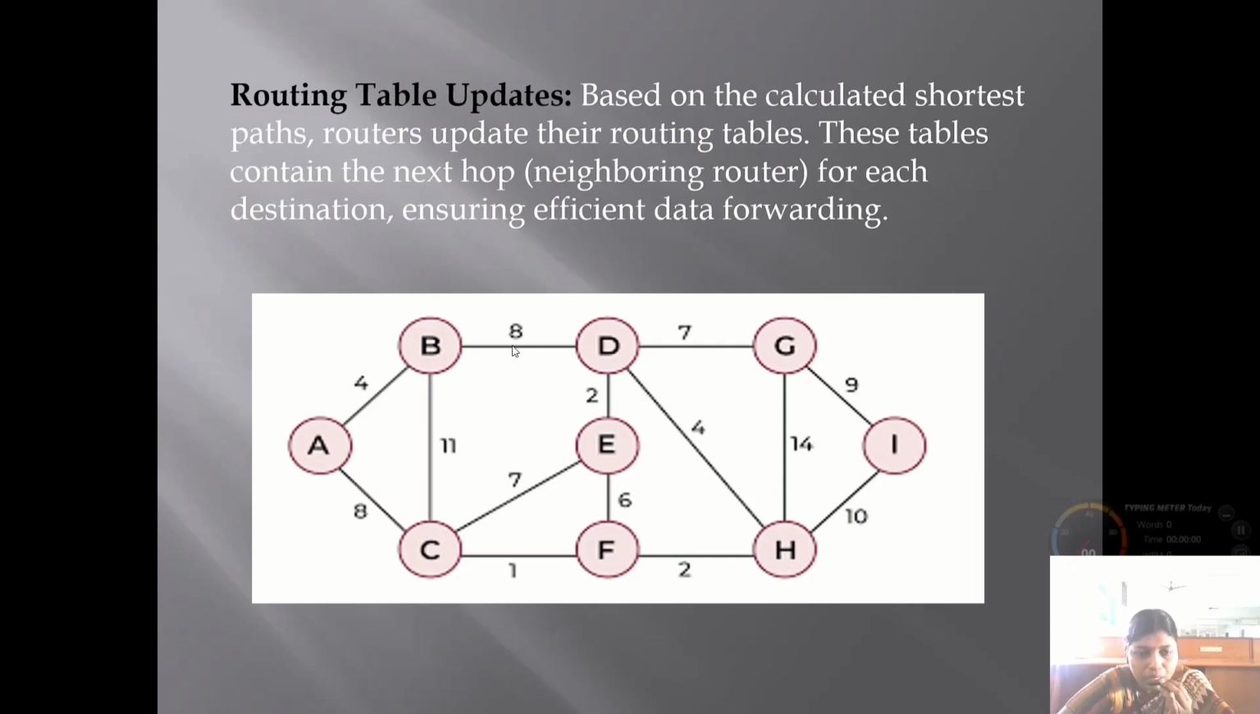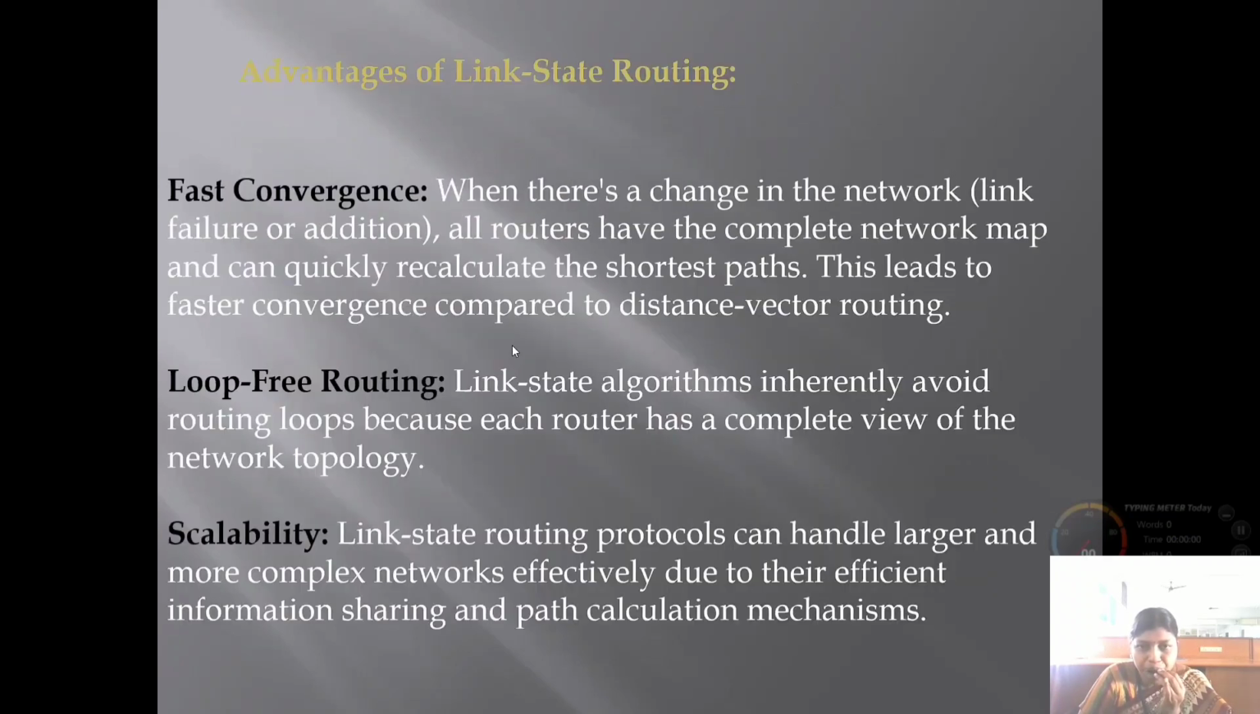4 plus 8 is 12, 14, then 20 to reach F from A. Another way is A to C, C to F directly. That path will be 8 plus 1, which is 9. So you can easily identify the shortest path, and from that you can fill in the routing updates. This is an easy method to find the path to the destination. If you want to reach I, we can choose the simplest path, so you can calculate accordingly.